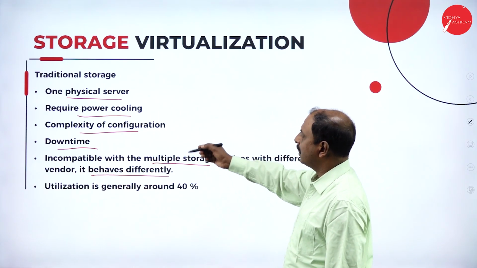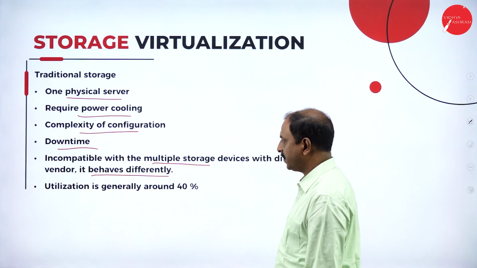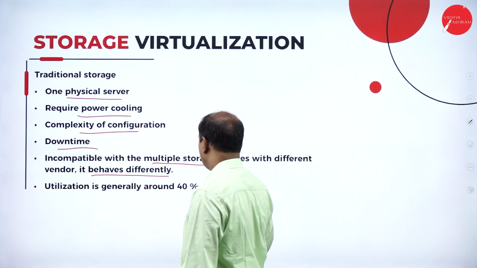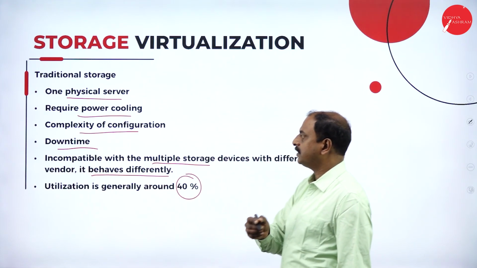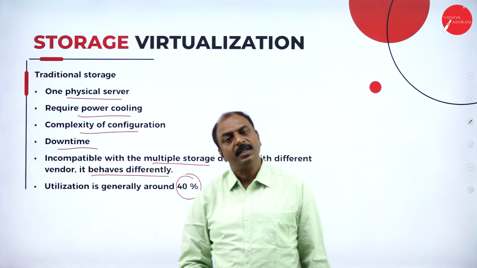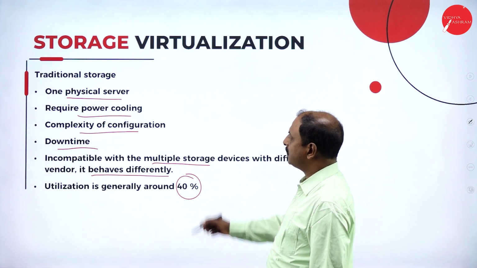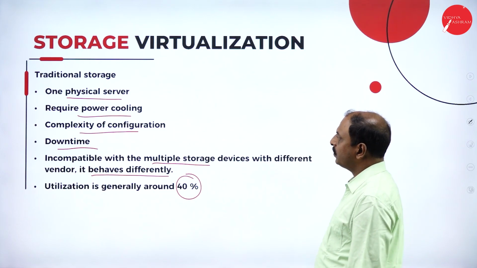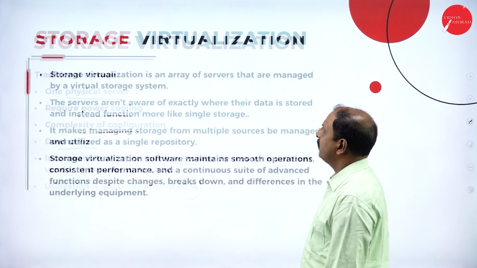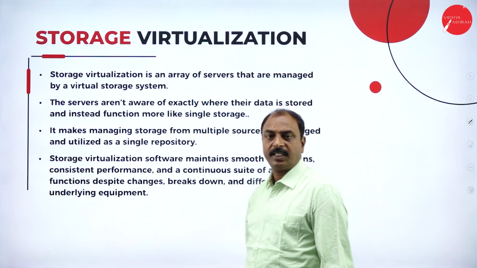So this is another drawback of having one physical server, and utilization is only 40%. So this is our normal, traditional storage devices. So if you look into that, what is the solution for this? To overcome the drawbacks of this, we can have storage virtualization.